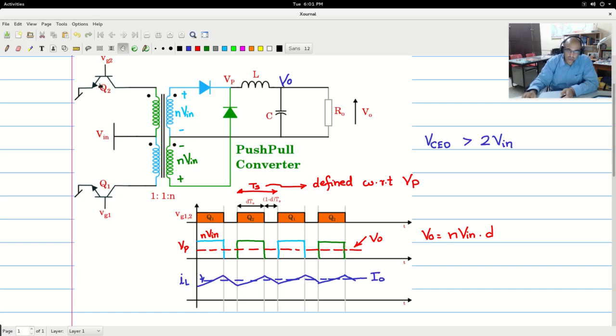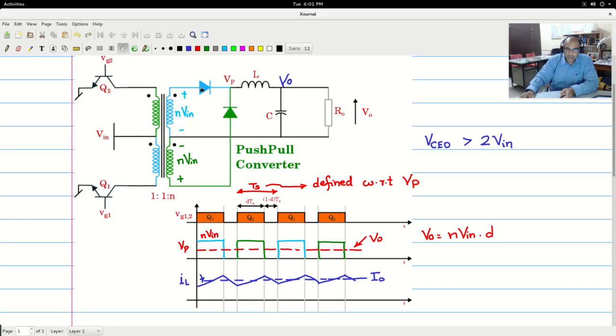Likewise, when Q2 goes off, when Q1 is on, let us say the dot end is positive Vin, this is Vin plus this Vin. So in this portion of the circuit, you will see that Q2 has to withstand 2 times Vin. So the rating for Q2 and Q1 is as written down here.